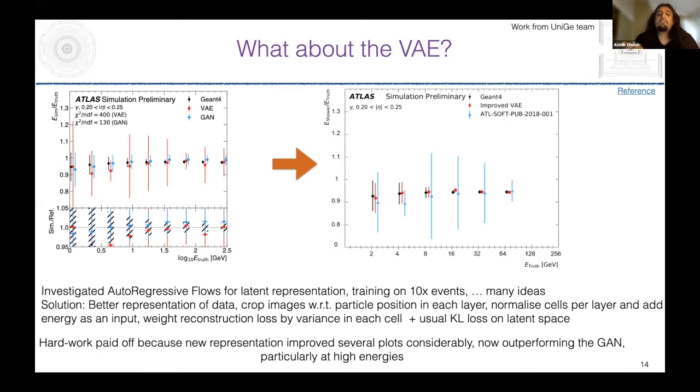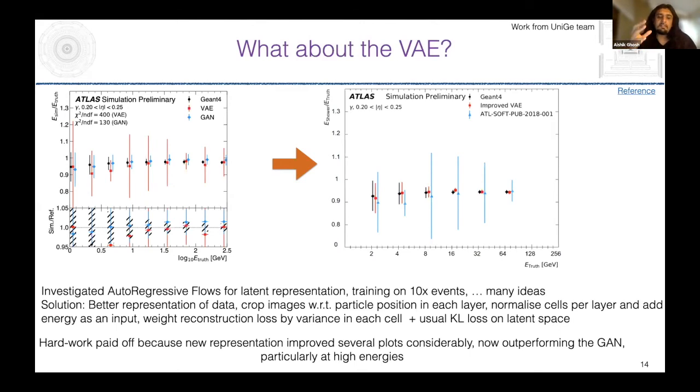But also 10 times the training data set was tried, just to see if it's the data that's limiting the performance. In the end, the solution was quite interesting. It was actually the representation of the data. So the images were cropped with respect to the particle position in each layer instead, and the cells were normalized not with the total energy, but rather with the energy in each layer. So each layer was normalized differently.